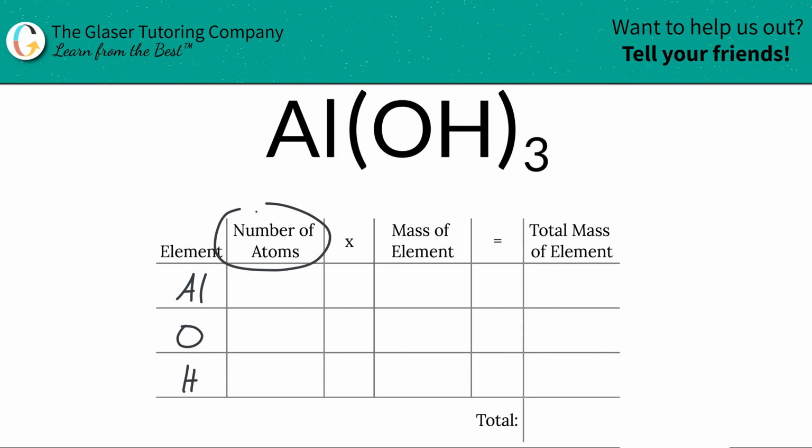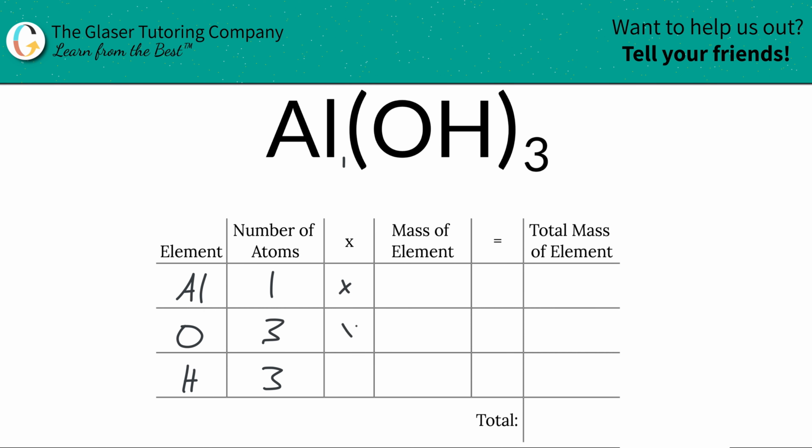Next, I'm going to write down the number of atoms of each element in this compound. So at the bottom of aluminum, there's an invisible 1, so that means that there is 1 aluminum atom in aluminum hydroxide. Now, with hydroxide, there are 3 hydroxides. But wait a minute, in each single hydroxide, there's 1 oxygen and 1 hydrogen. So in total, there will be 3 oxygens and 3 hydrogens. I'm not going to leave those subscripts down there, but I hope you get the point. So there are 3 atoms of each.